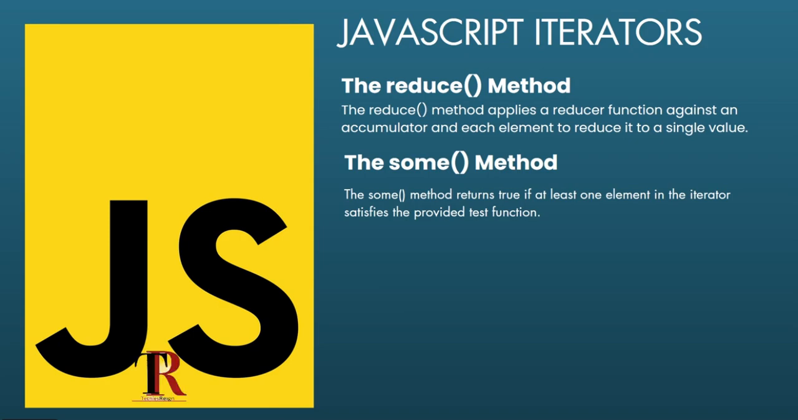So in this lesson, we'll take a look at the some method. The some method returns true if at least one element in the iterator satisfies the provided test function. So the some method expects that at least one element in the iterator will satisfy the provided test function. It is under that condition that it will return true. Any other thing aside from that, it will be false, as long as the condition for a provided test is not met. So let's take a look at an example in my code editor.